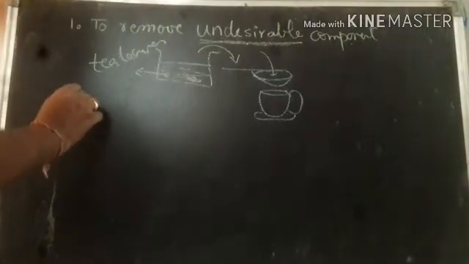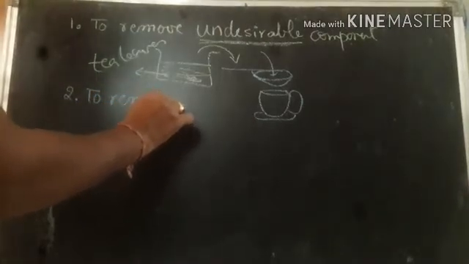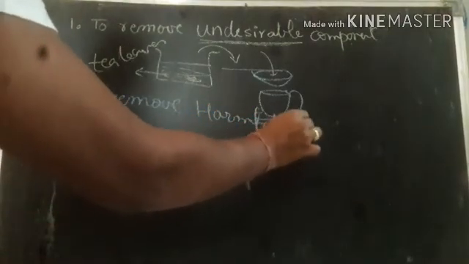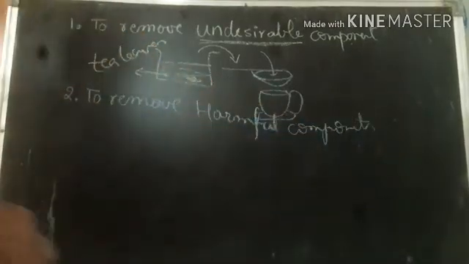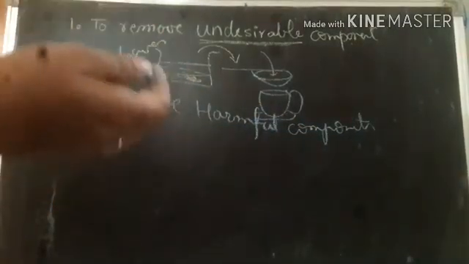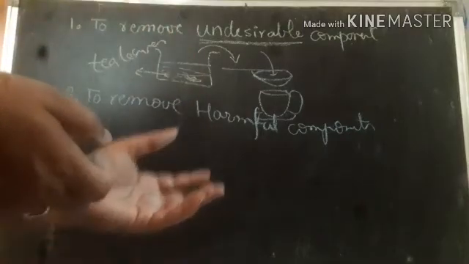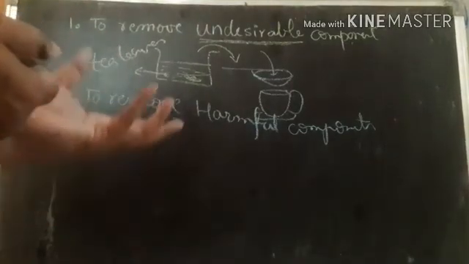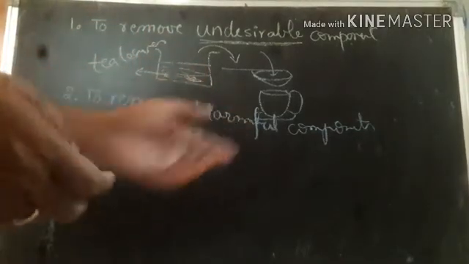The second reason is to remove harmful components. For example, when you purchase some atta from the market, or when you purchase some grains, seeds from the market, then what happens? In that it contains small stones or insects, and these insects and stones are harmful substances.